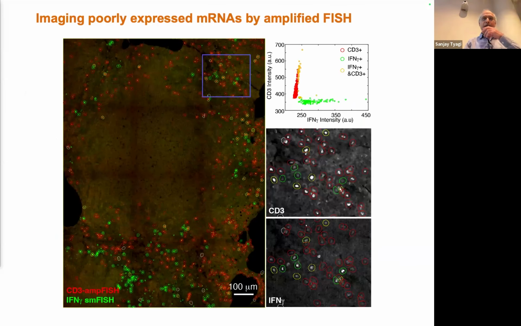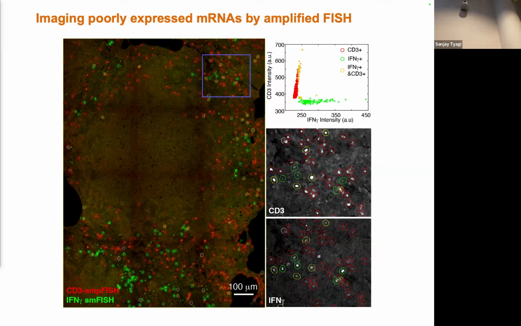And we did this in macaque granuloma that we got from Robert Koch in Texas. Here we are imaging CD3 RNA, and CD3 is a marker for T cells. It's a receptor, therefore the RNAs are expressed at low level, and interferon gamma we have done. So we imaged with smFISH interferon gamma and with ampFISH CD3 RNA, and you can see both signals.